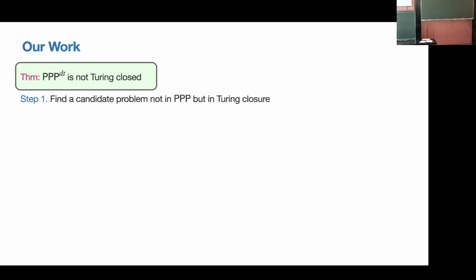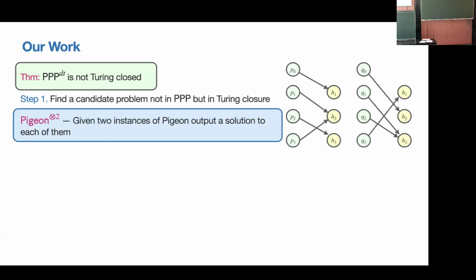The first thing we need to do is find a candidate problem which is in the Turing closure, but not obviously in PPP. We're going to use the simplest problem that it's not obvious how to solve with PPP, which is this pigeon squared problem. Now, instead of one instance of pigeon, you're given two instances, and you want to produce a solution to both of them.